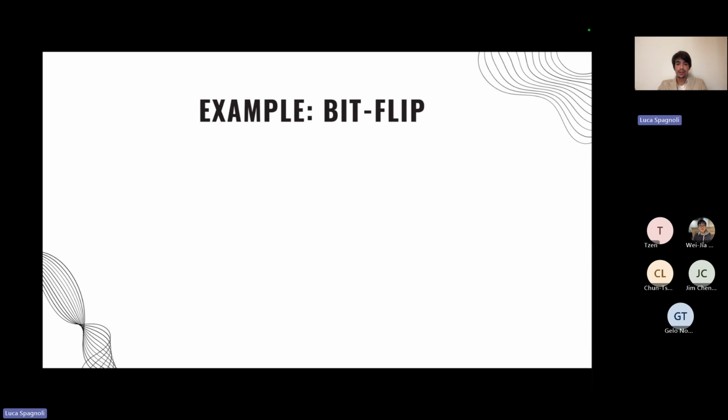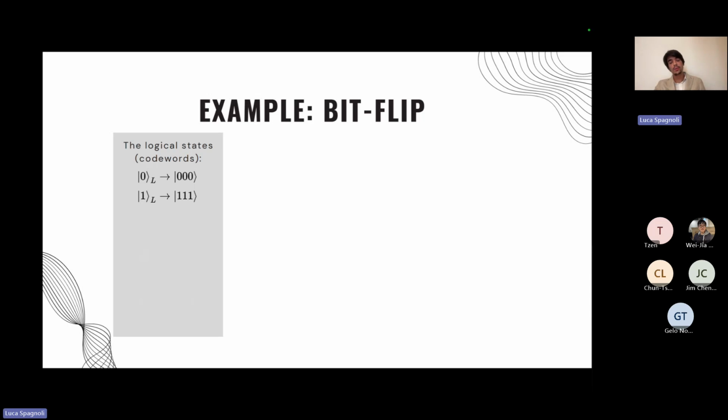Now, I'd like to do a slightly more concrete example by building an error correcting code step by step that corrects bit flips. So for the time being, let's forget about phase flip error. We want only to correct X error, which are bit flip error. And we start defining the logical states, so the logical zero and the logical one, as three copies of three different qubits. This is an arbitrary choice. We assign the logical zero being 000 and logical one being 111. We could do the inverse, it doesn't matter. And we call these logical states the code words, which are the set of states protected against the bit flip by our code.